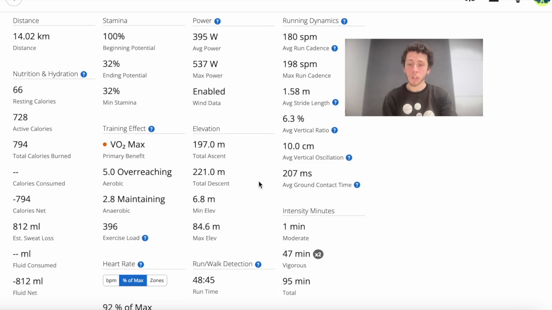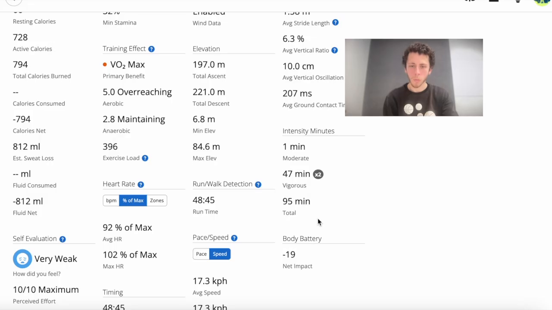And then average ground contact time was 207 milliseconds. So also relatively good. Anything close to 200 for me or lower is pretty fast. Most of my speed sessions are under 200, but that's on a track with no hills and very fast paces. So 207, very, very happy with that, and hopefully I can improve on some of these running dynamics in next year's race.